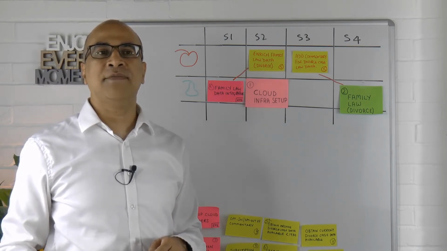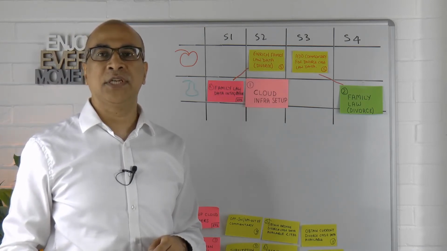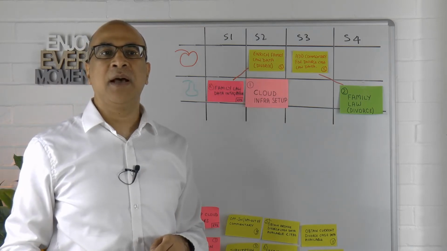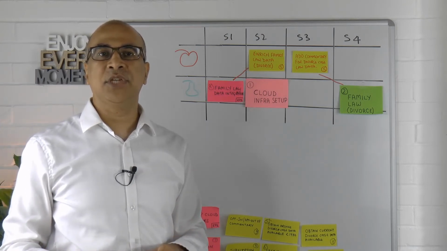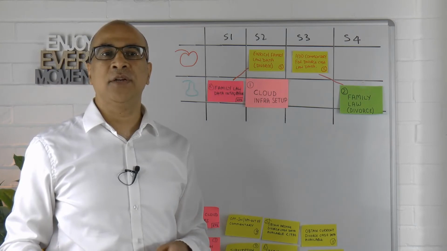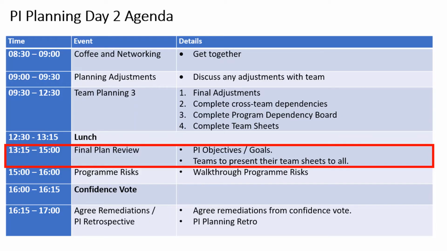Okay, so once we have that, what we have done is we have created our dependency board, we have adjusted our team plans, and now we need to make sure that we are in a position to complete our team sheet. We actually do a final review where we walk through all of the program goals. We would take all the different team goals, bring them together and display them as program goals.